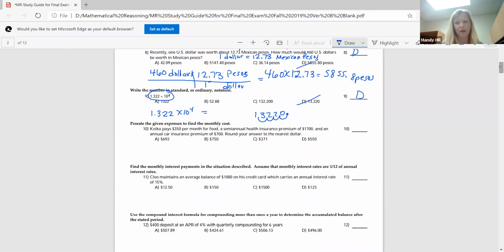Okay, the last problem that we're going to look at today is going to be our problem number 10, and I will keep doing test review and posting these until the final. But it says Kikos pays $350 per month for food, a semi-annual health insurance premium of $1,700, and an annual car insurance premium of $700. Okay, and it says we're supposed to prorate the given expenses to find the monthly cost. It says round our answer to the nearest dollar.